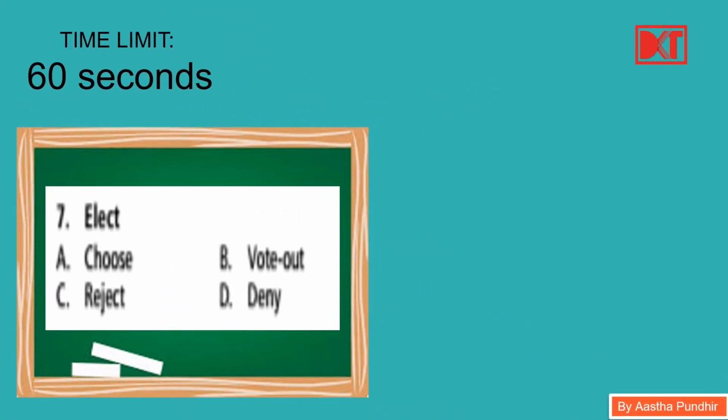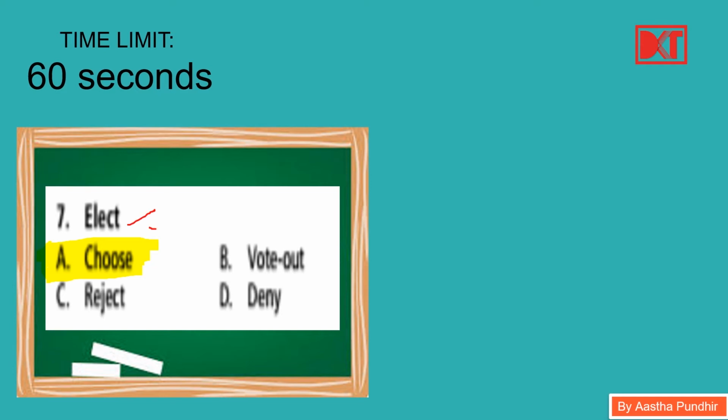Here the next word is elect. The options are A. Choose, B. Vote out, C. Reject, D. Deny. Here the correct answer, the synonym, is A. Choose. When you elect someone, you choose someone to be, you elect our representatives. So we choose them, right?